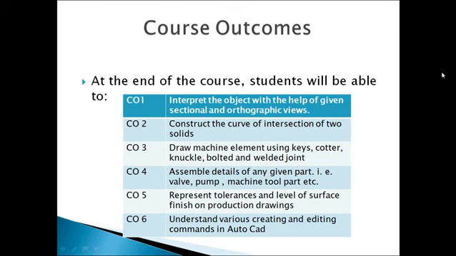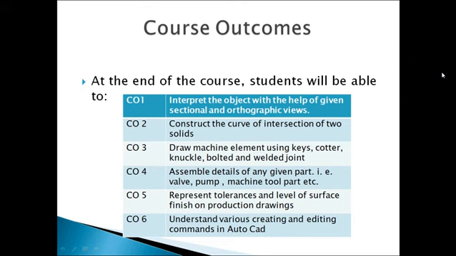CO2, means course outcome number 2: construct the curve of intersection of two solids. So here we are going to see the intersection between two cylinders, then one cone and cylinder. Here we are going to intersect the cone and cylinder, and then we are going to draw a curve where we take the intersection between these two entities.